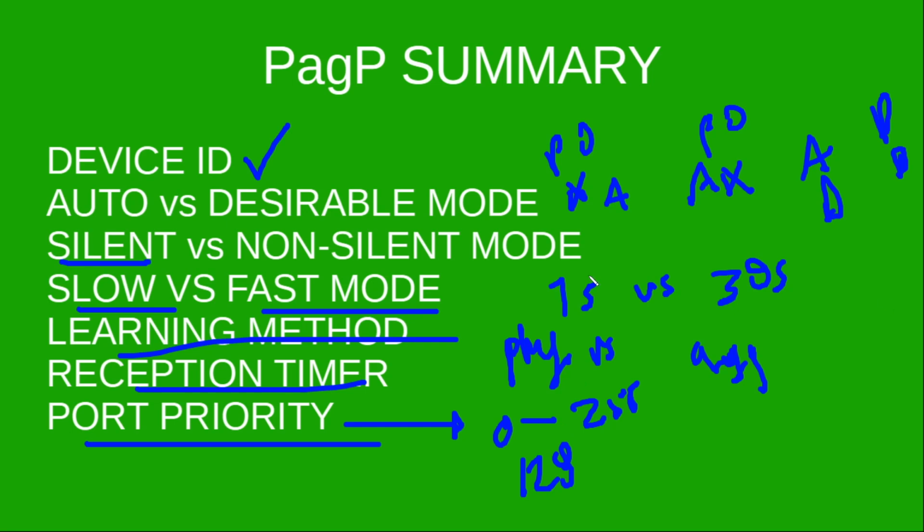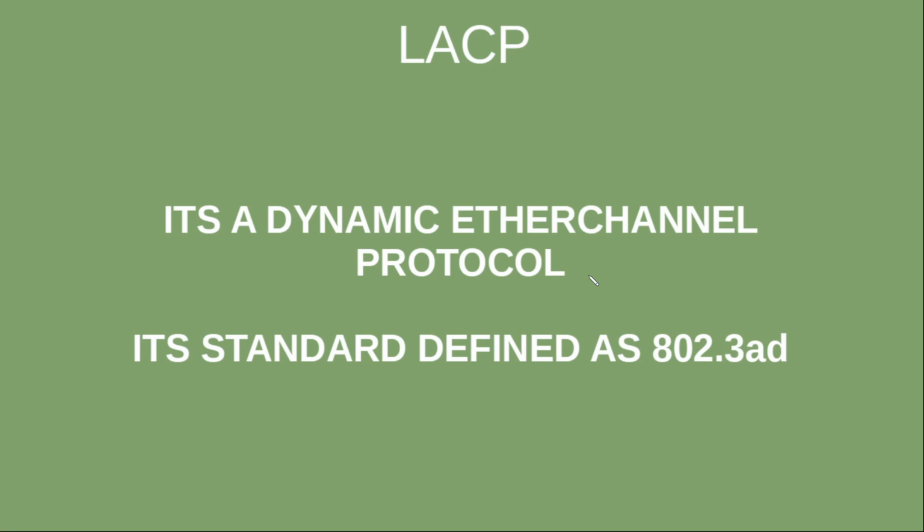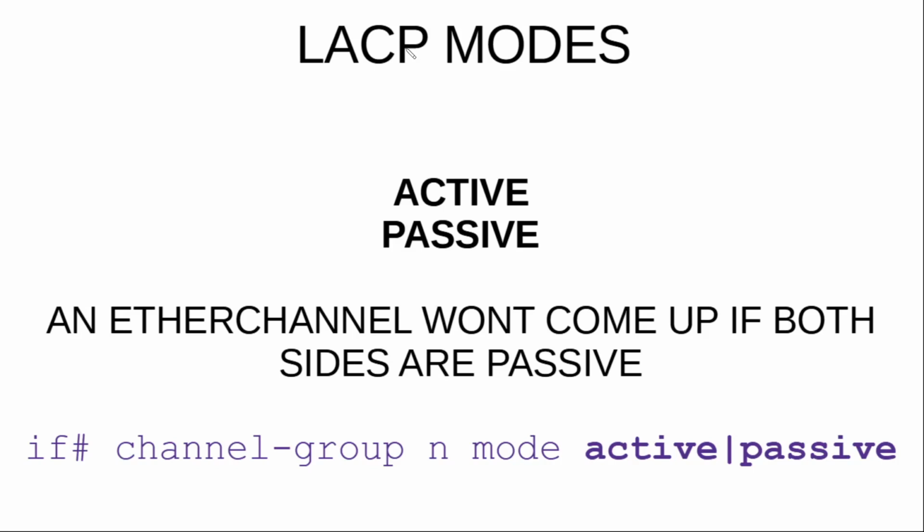Okay, let's see the next protocol. This is the other dynamic protocol for EtherChannels, which is LACP. It is a dynamic EtherChannel protocol. It is a standard defined in 802.3ad. We have 2 ways to configure LACP. We have 2 modes, active and passive. In passive mode, a switch or device will not send LACP frames until receiving 1 frame.